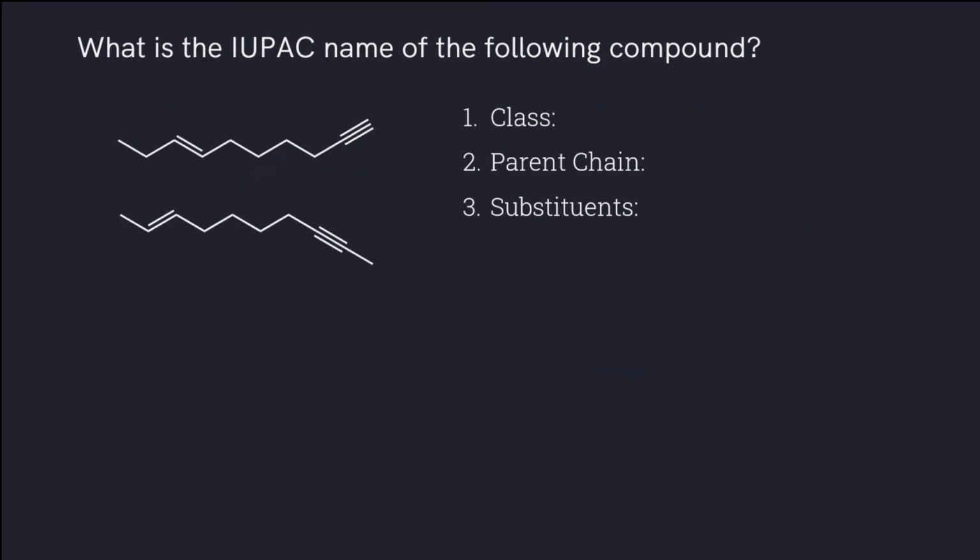Now what if we have a double bond and a triple bond? This class of compounds would be called an enyne. So "en" referring to the double bond and "yne" referring to the triple bond. So the suffix of the parent chain would be enyne.